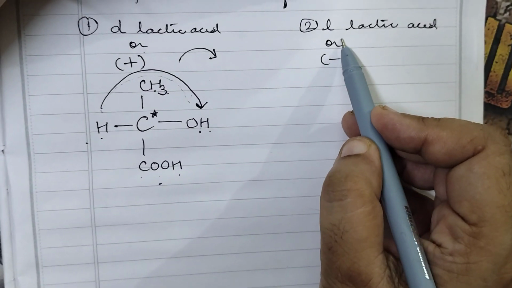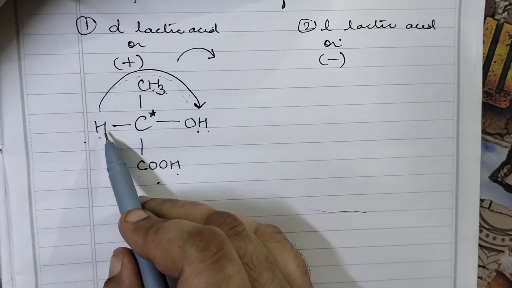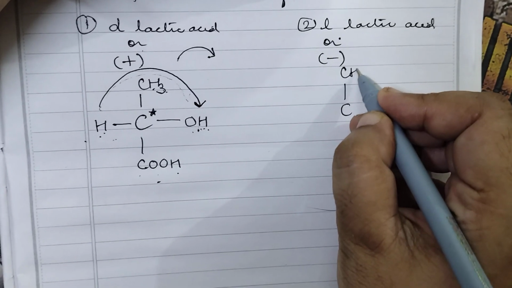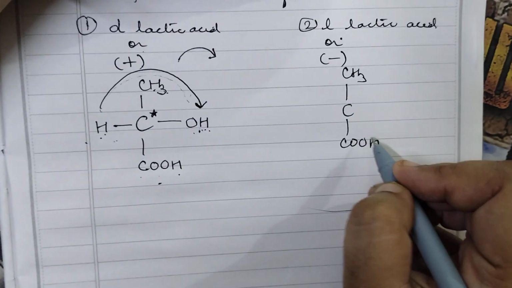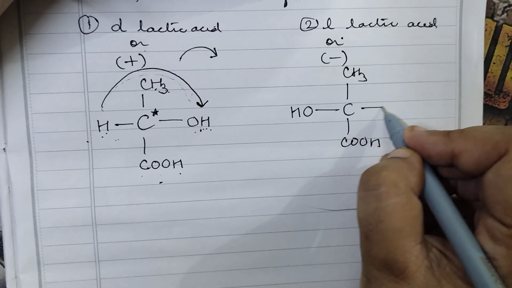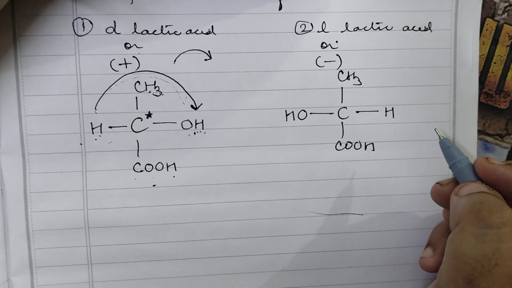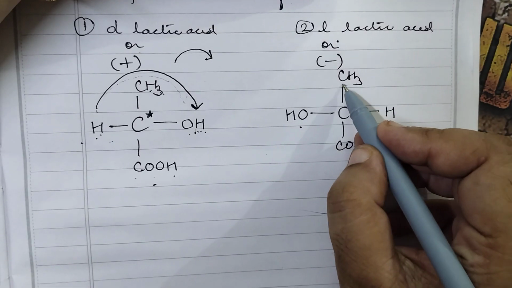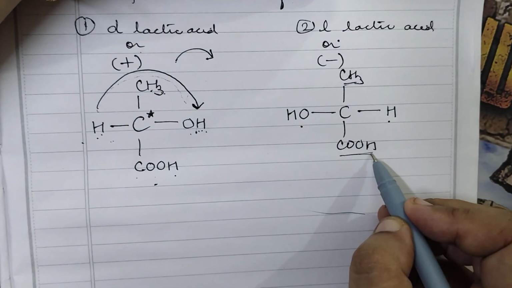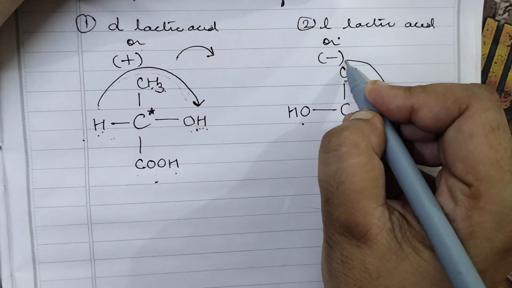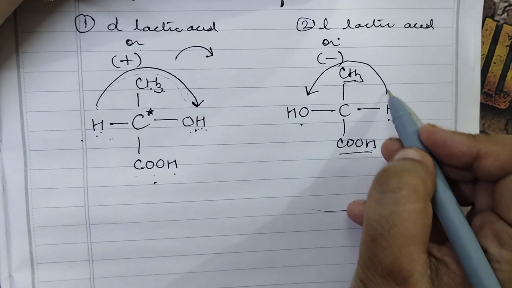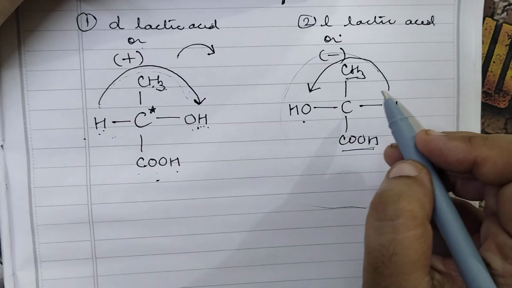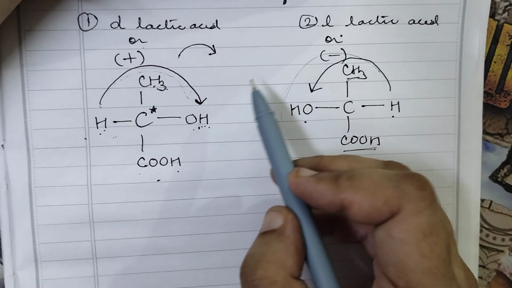For making L-lactic acid, you will keep everything same, but you will interchange the position of hydrogen and hydroxyl. So methyl at the top, COOH at the bottom. Now hydroxyl on the left hand side and hydrogen on the right hand side. Right? Now hydrogen to hydroxyl you have to make an arrow. This is the lower molecular mass group, this is the higher molecular mass group. So you will draw an arrow towards methyl, and you can see that it is anti-clockwise direction. So it will rotate the plane towards left hand side. This is how we show the rotation.